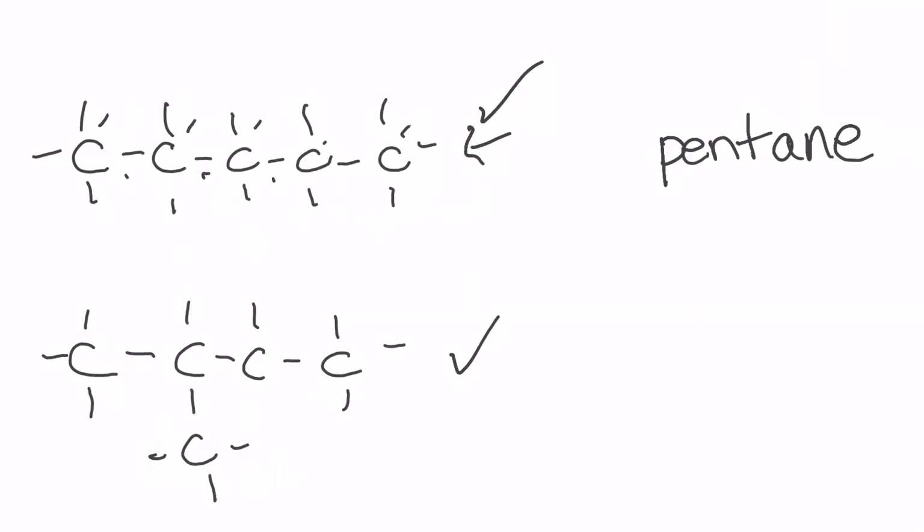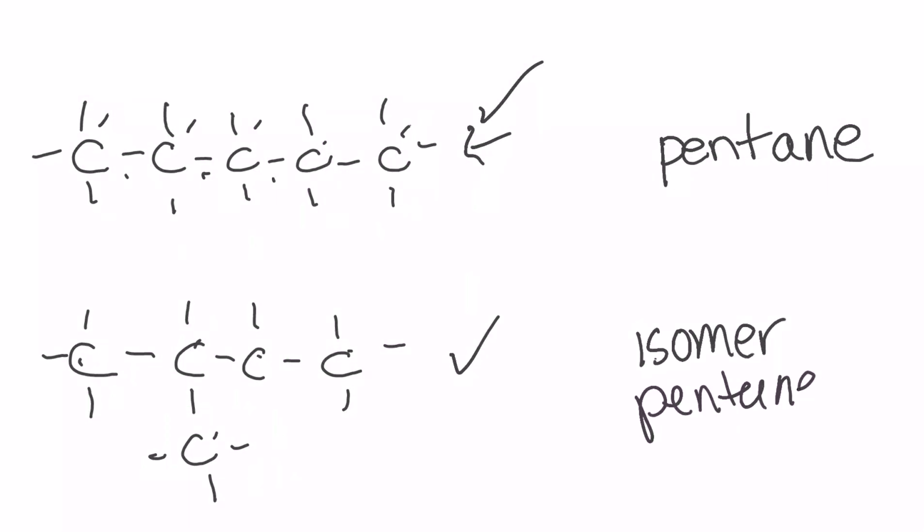What about the second molecule? Well, if you notice, I have the same number of carbons, 1, 2, 3, 4, 5 carbons. But they're not all in a row. So this second one is not pentane, but it is an isomer of pentane. And an isomer is simply a chemical that has the same formula, but a different structure. So this has the same number of carbons and the same number of hydrogens, but they're not put together in the same fashion. So this is an isomer of pentane.